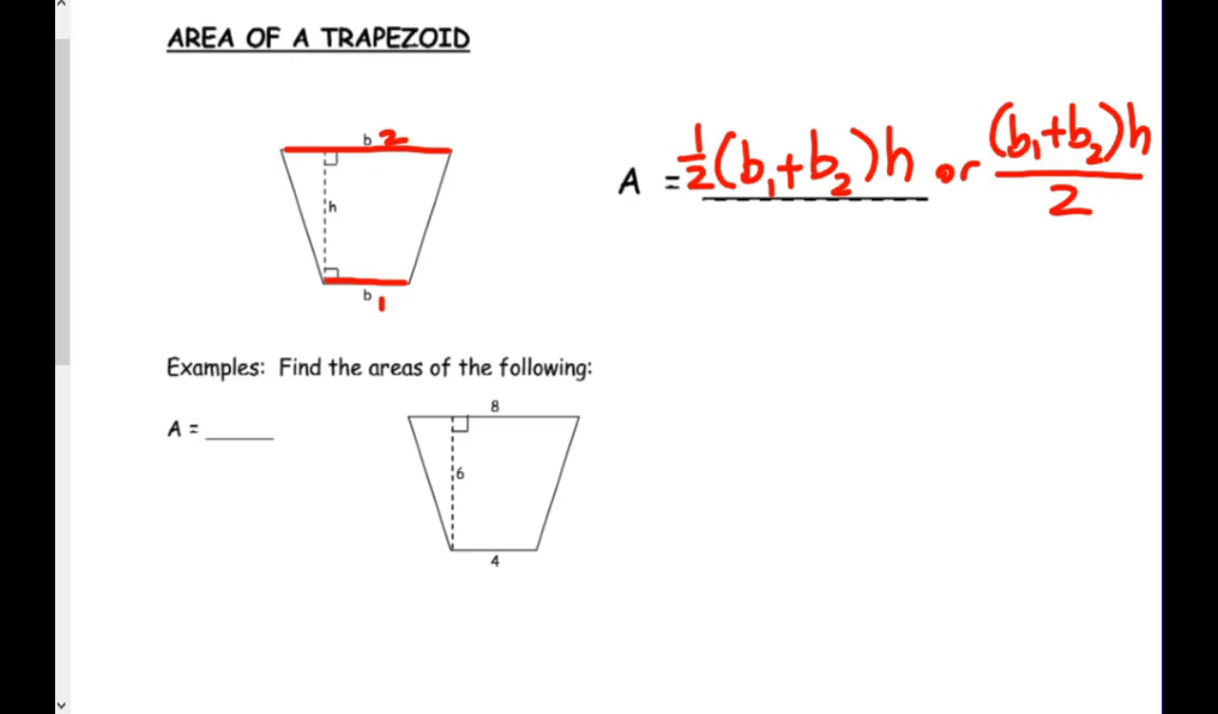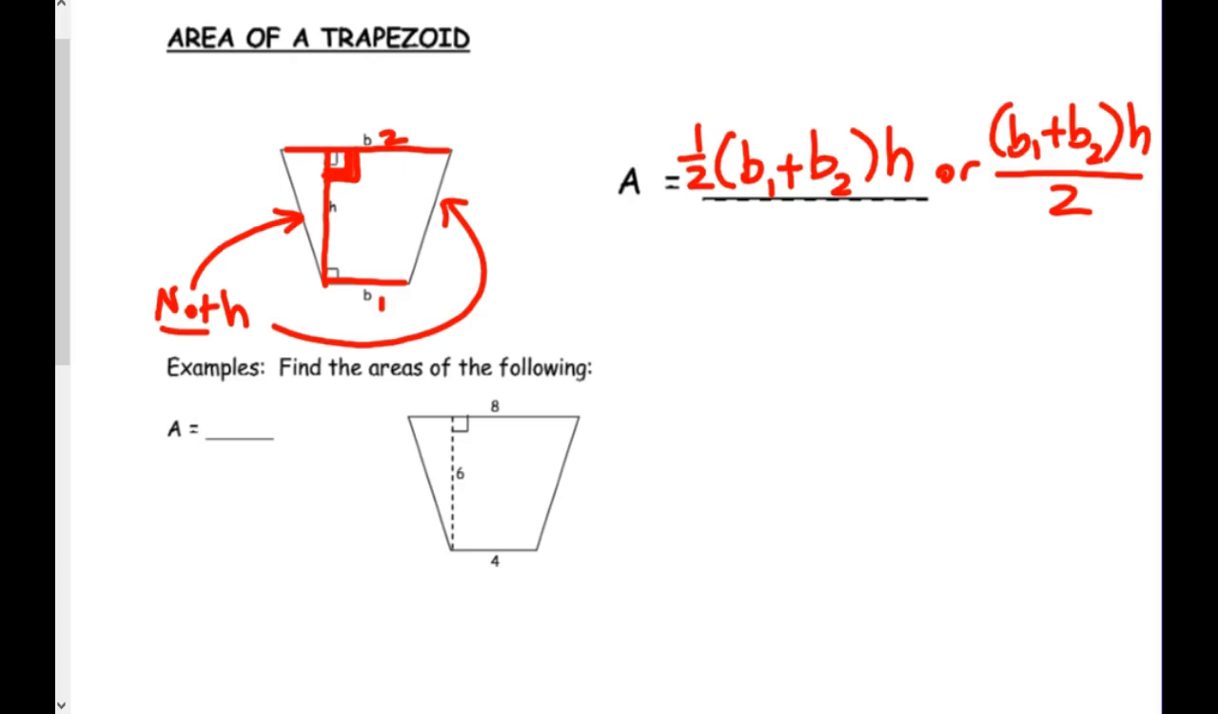Now, the height is perpendicular. When I say that, I mean it makes a right angle. If it doesn't make a right angle, it's not a height. So this is not a height. This is not a height. Not height. The height is perpendicular. It makes a right angle. Okay? So, let's look at this example right here.